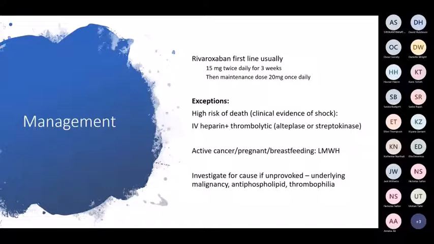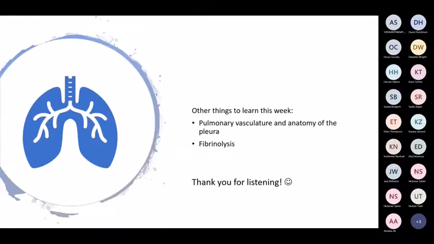And then the final thing to know is that if they have had a PE and it's unprovoked, so there's no obvious reason why they should have had a PE, then you need to investigate for why that might have happened. So investigate for malignancy, investigate for antiphospholipid, and investigate for any thrombophilias as well. And everyone who's had a PE, when they're discharged from hospital, they get seen in an anticoagulation clinic, and they'll do tests for those different things. And that is everything for PE.